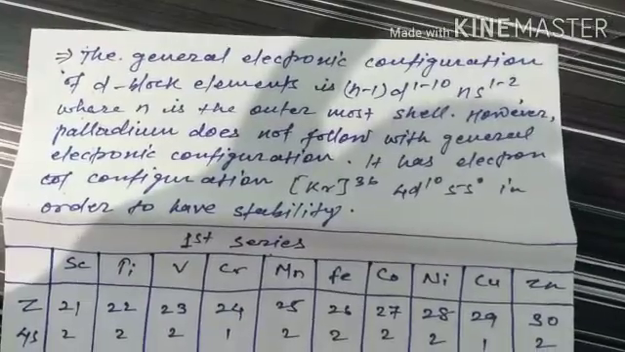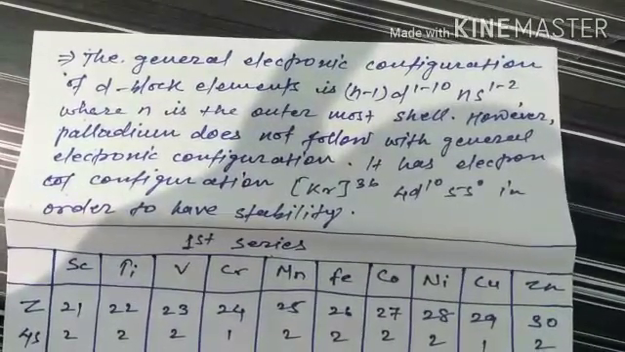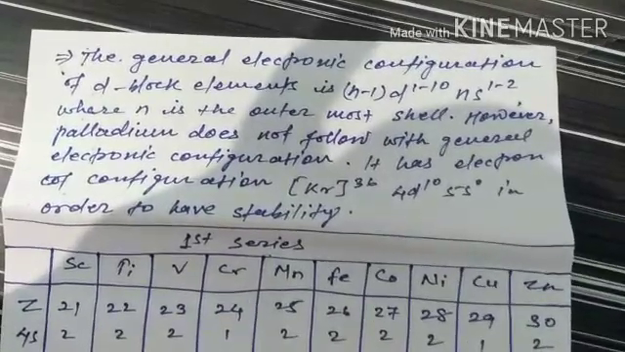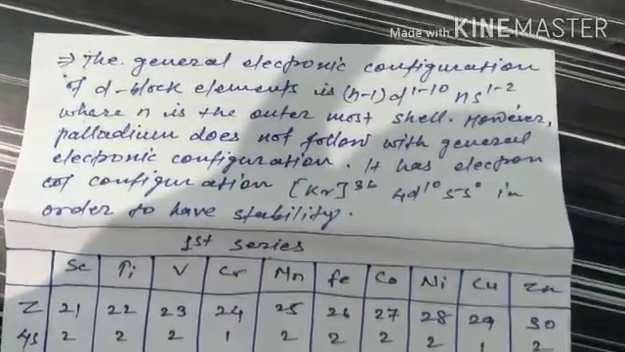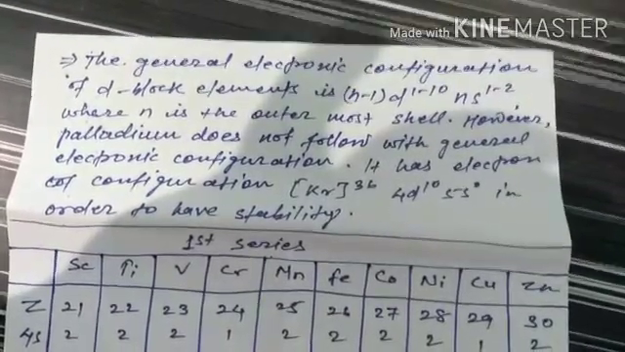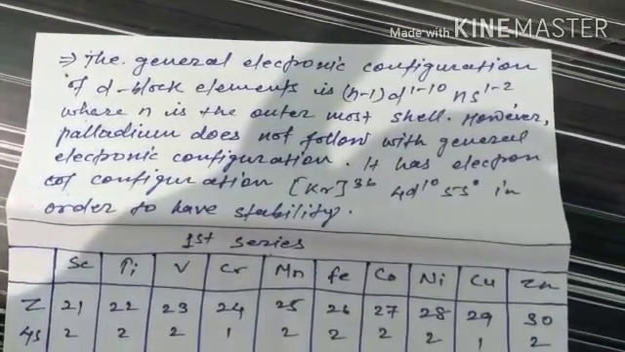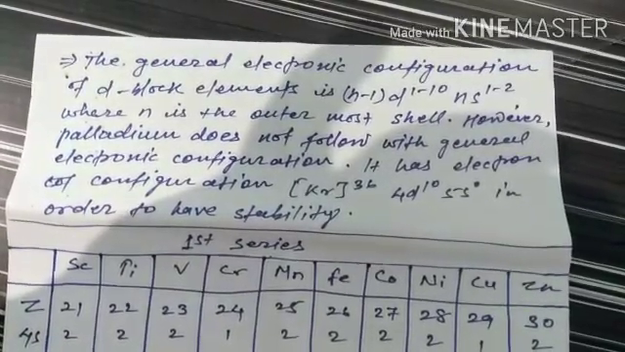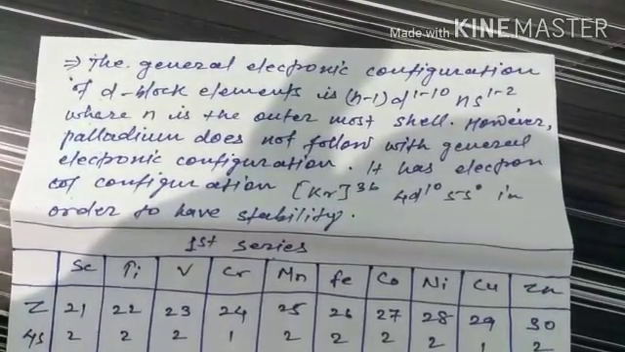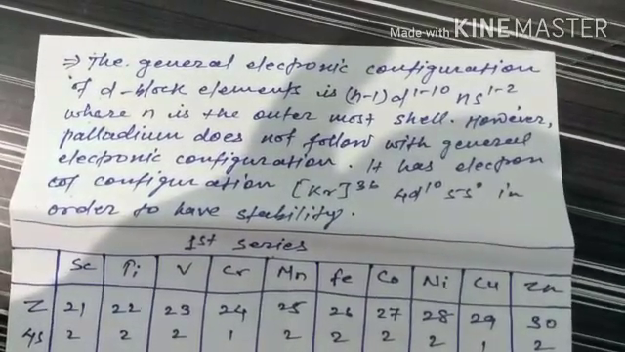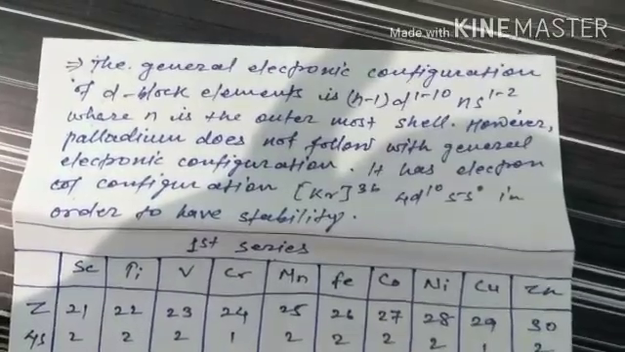krypton 36, meaning the atomic number of krypton is 36, then 4d10 5s0. That means the outermost electronic configuration of palladium is 4d10 5s0, in order to have stability.